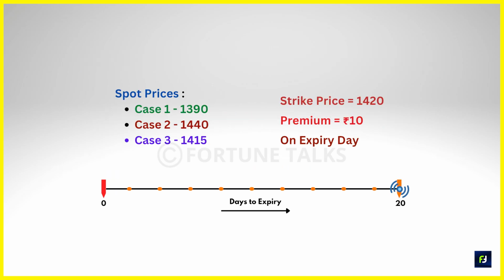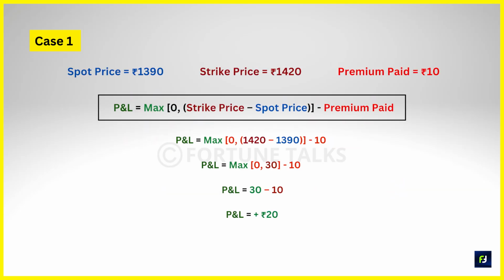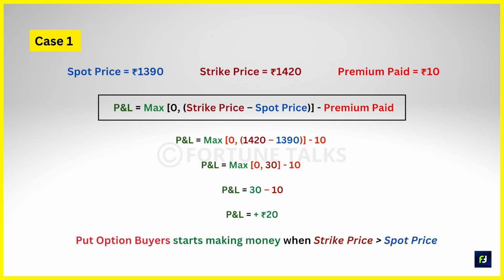Anyways, let us pick three random spot price values like say 1390, 1440 and 1415. We will apply this to the formula and see the results. The spot price of 1390 is way below our strike price of 1420. So we expect the put buyer to be profitable upon expiry. And as expected, the formula returns a profit of 20 rupees.